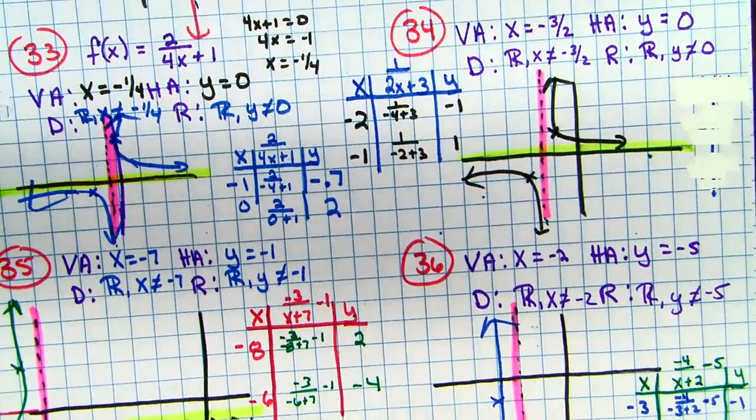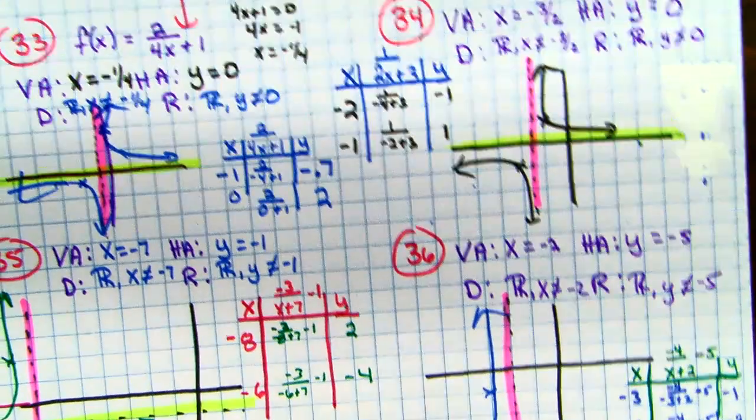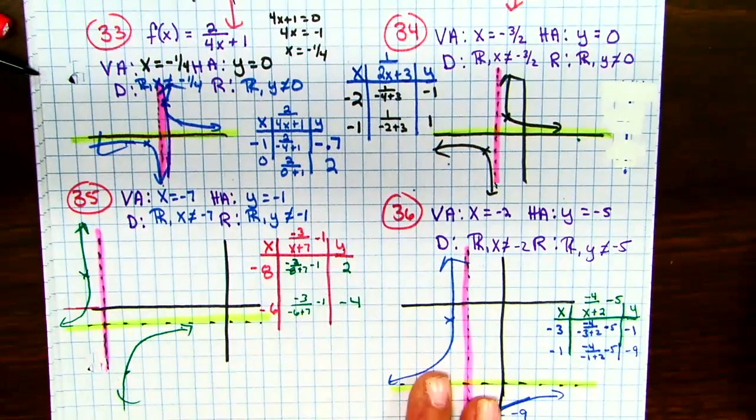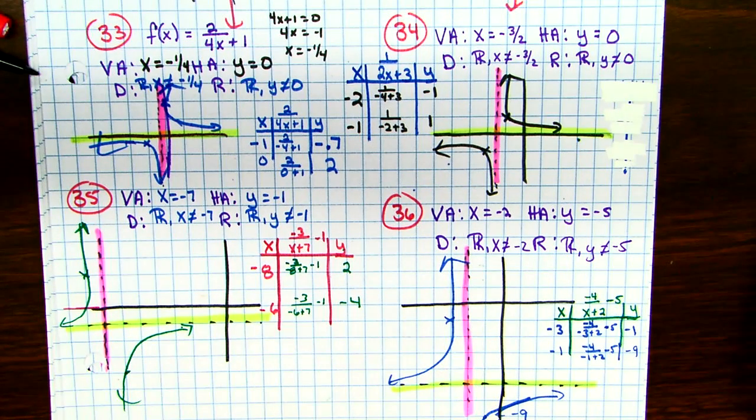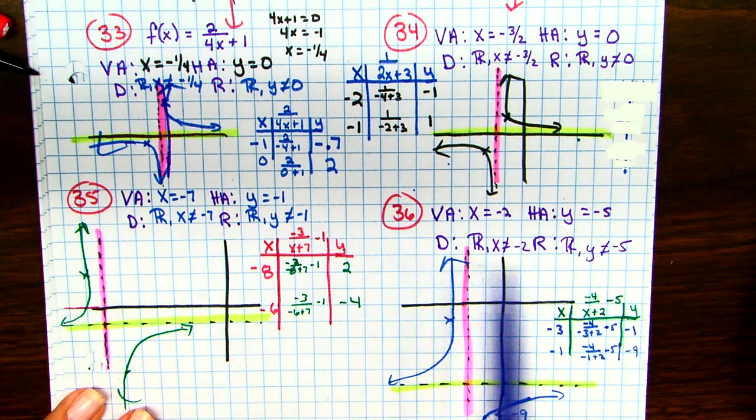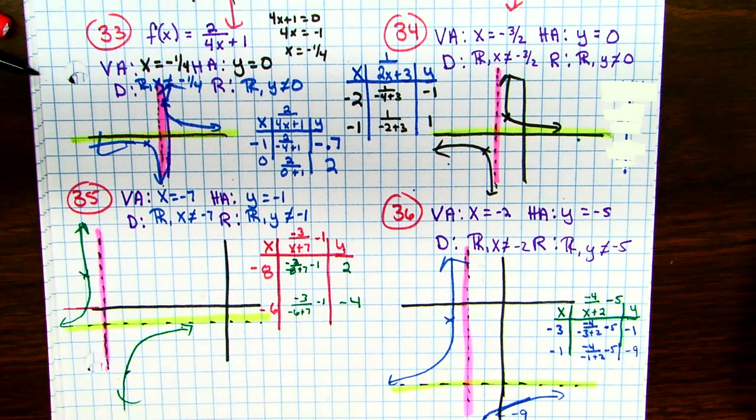Okay. So oh gosh, it looks terrible. I have graphed all of them for you. I didn't write the equation, but you can see the equation in the chart if you're not looking at your own paper. Let me see if I can put it up here. 34 through 36.